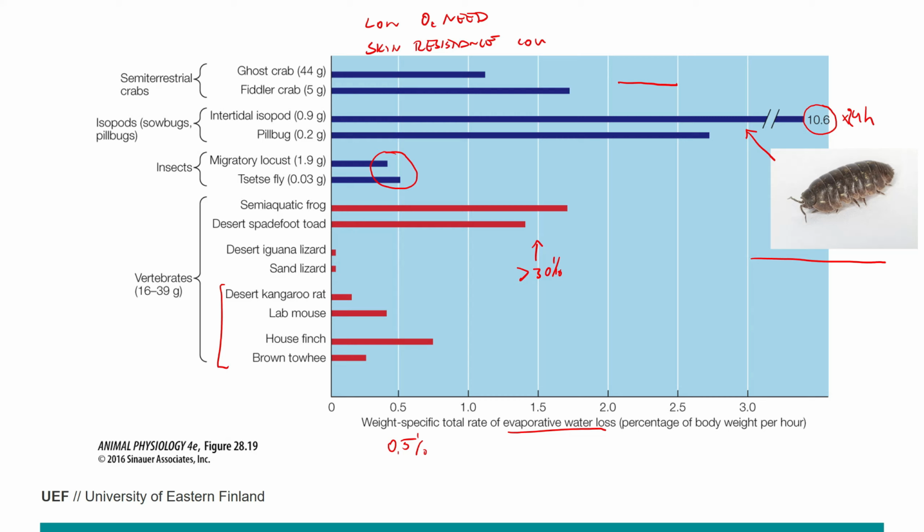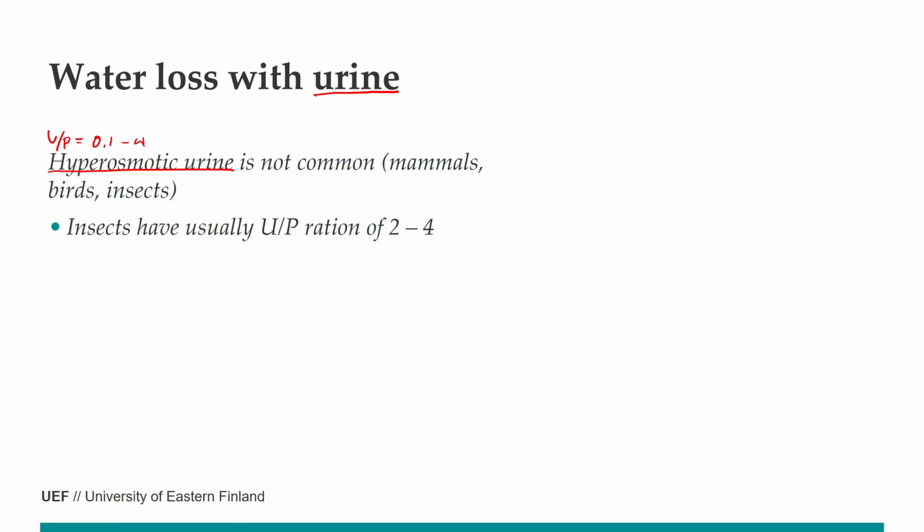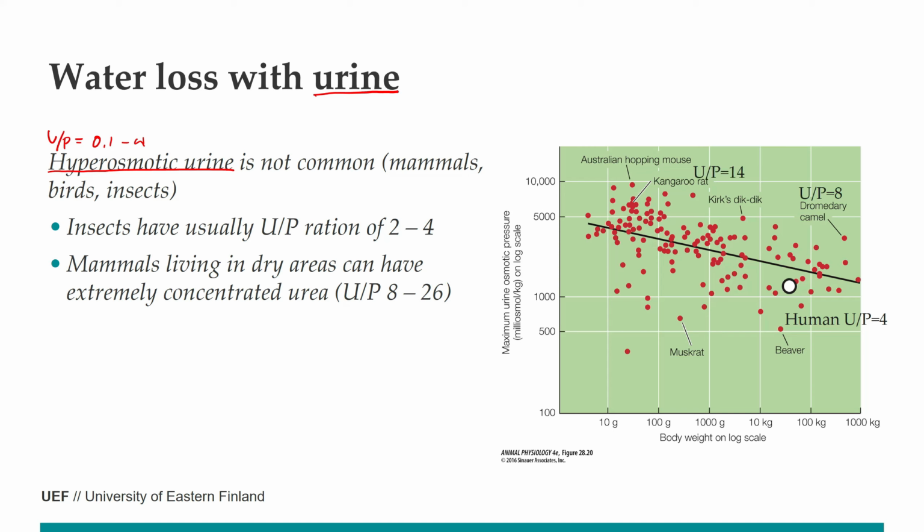And in the insects, they have quite typical urine osmotic ratio of about 2 or 4. So they can have 2 times more solutes or 4 times more solutes than in the plasma. And in the mammals that are living in the dry areas, they can have very concentrated urine.